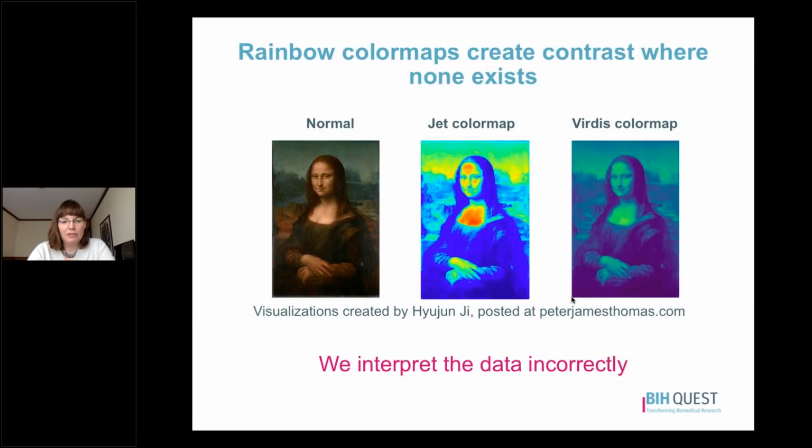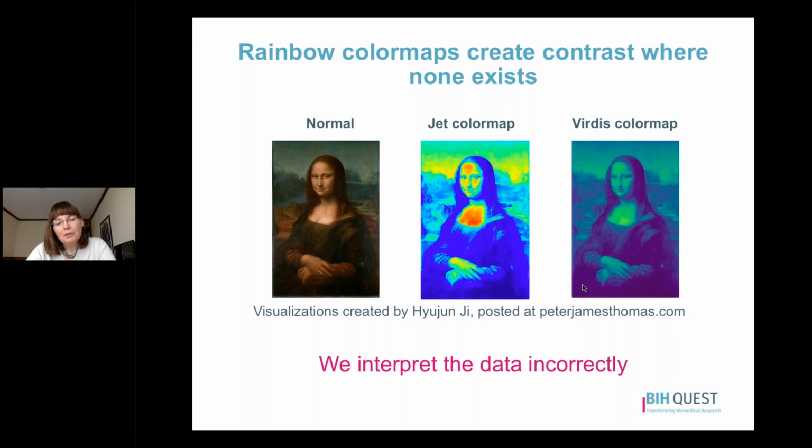So these are some visualizations created by someone else, Hujun Ji, and they highlight the problem. So here we have the version of the Mona Lisa that we are used to seeing as it was painted. We then have the Mona Lisa converted into a jet color map, and that is followed by a version in a Viridis color map, which is colorblind safe and perceptually uniform. So rainbow color maps are not great for colorblind people. They create some problems for a colorblind viewer to be able to fully distinguish all of the shades that they need to be able to distinguish between to interpret the data.